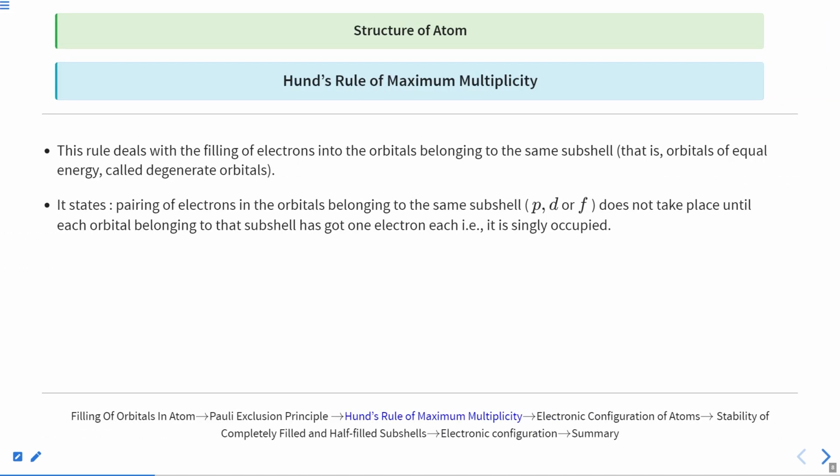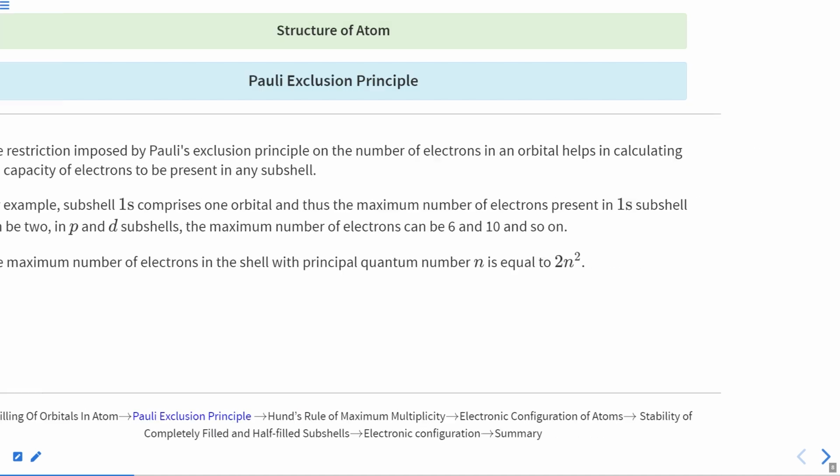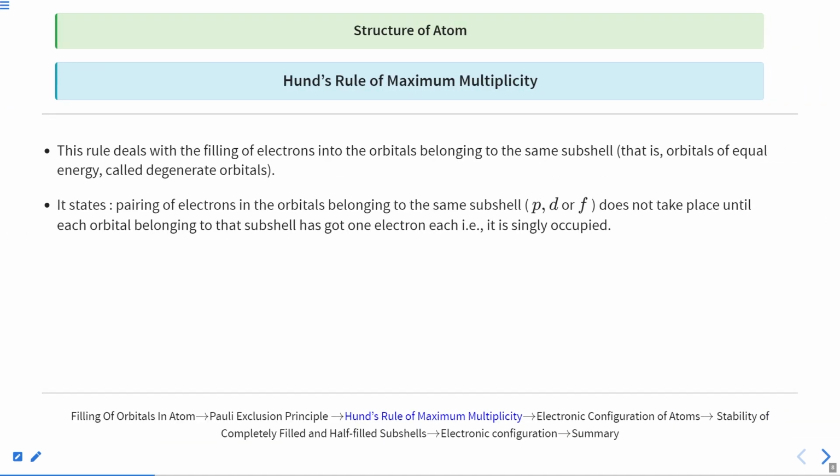Now this is Hund's rule of maximum multiplicity. This deals with the filling of electrons in the orbitals belonging to the same subshell. So suppose you are filling electrons in the same subshell, then in what way will you fill them? Earlier, the Pauli exclusion principle put a restriction that if two electrons are filled in the same orbital, they cannot have the same spin. So this was the first example, the Pauli exclusion principle, where the four quantum numbers cannot be the same.